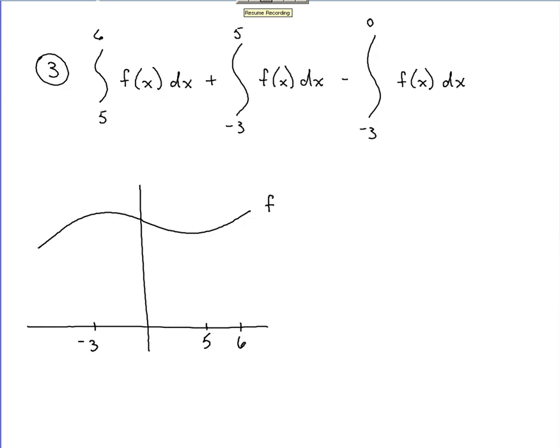Alright, we're supposed to be using the properties of definite integrals to rewrite our sum or difference of these definite integrals as a single definite integral. First thing you want to make sure that you do is go ahead and investigate each of the definite integrals as they're given. Make sure that your intervals are all heading in the right direction. Make sure that the number on the bottom is smaller than the number on the top.